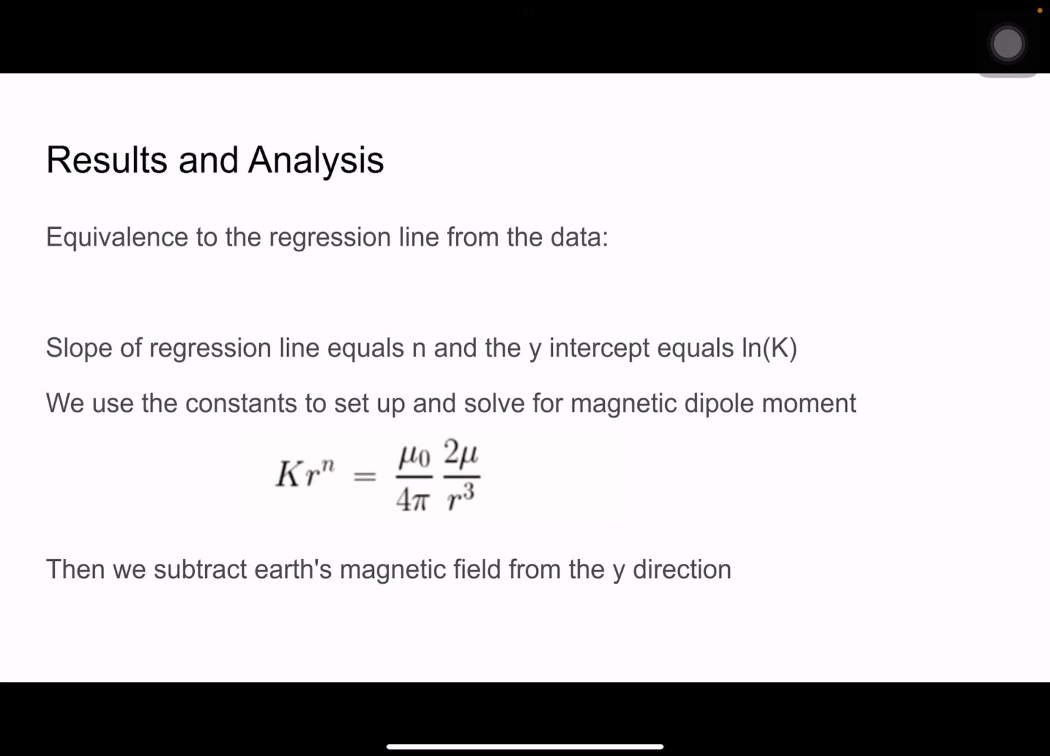Some results: from the regression line of the data, the slope equals n and the y-intercept equals ln k. We use these constants to set up and solve for the magnetic dipole moment, and then we subtract the Earth's magnetic field from the y direction.